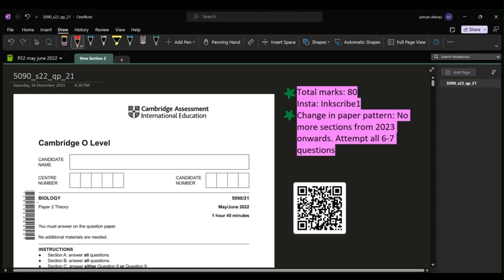Hello and Assalamu alaikum. In this video, we're solving the Cambridge O-Levels Biology Paper 2 theory paper for the May/June 2022 session, code 5090, variant 1. Before we begin with the paper, you should know the changes in the paper pattern.